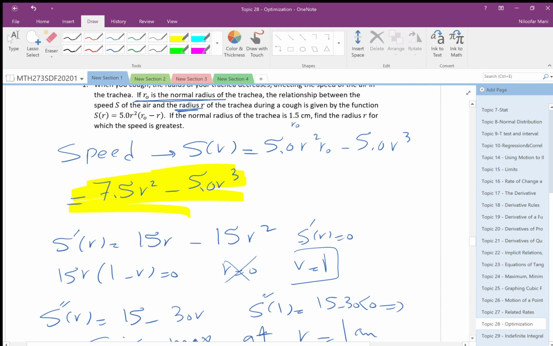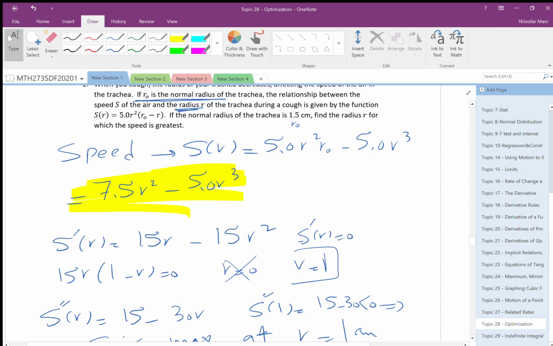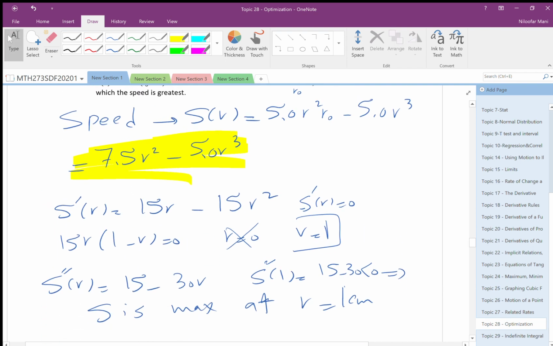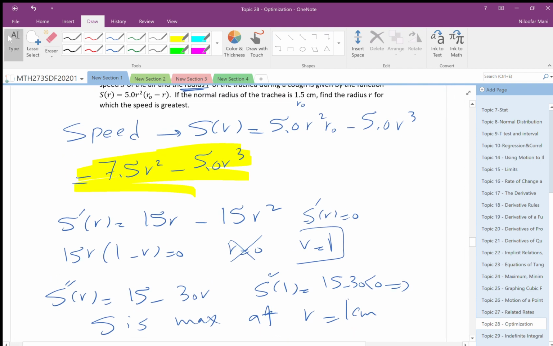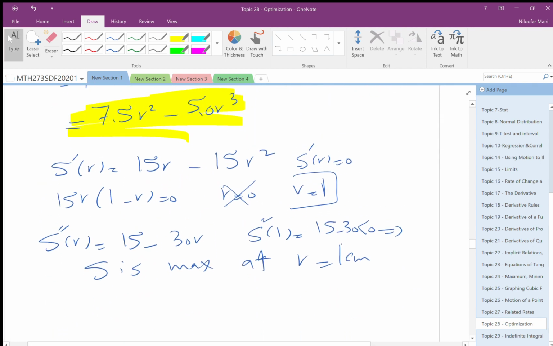Okay? So I can explain: the speed S of the air in the trachea during a cough is maximum at 1 centimeter radius. Okay, and how do I know? First of all, I make the equation, I make the function. The function here is given to me. I have r0, I substitute, I just simplify it. And then from here it is just a mathematical function based on one variable, done.